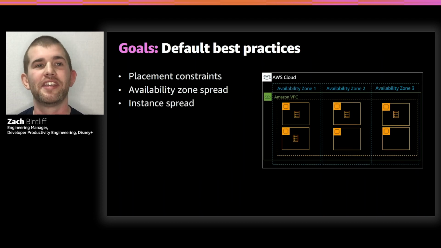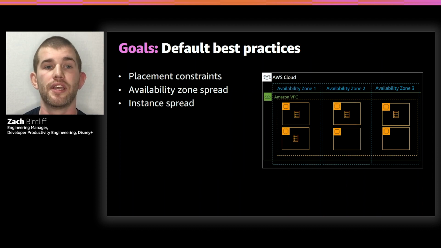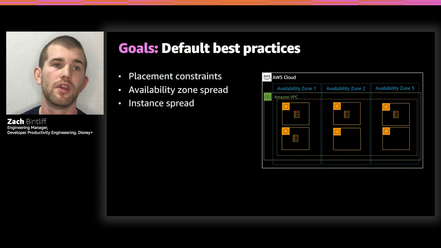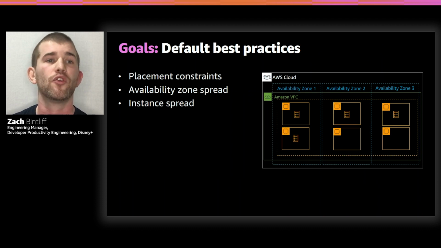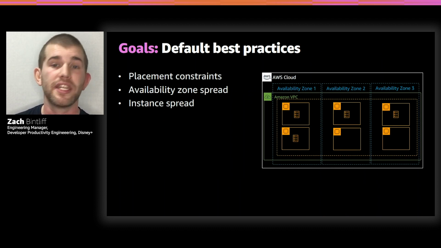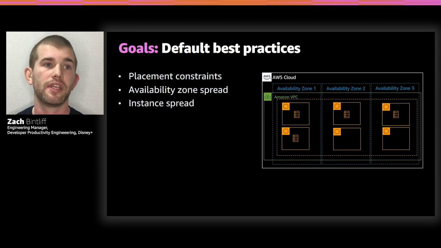So now we're moving on to default best practices. When I'm deploying to an ECS cluster, I don't really know anything about the compute. I kind of know what region it's in, but I don't know which AZs or how many AZs or any of that. So what we use instead are built-in ECS placement strategies and constraints.